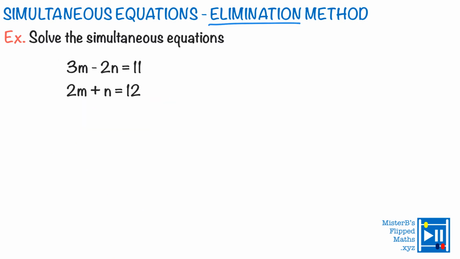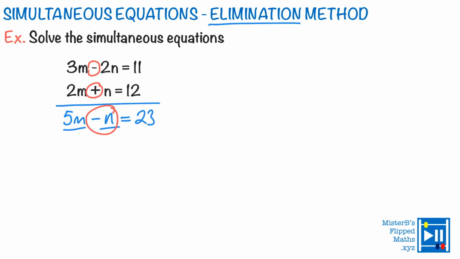Right, in this one, again, if I directly add the equations side by side, I'm going to end up with 3m plus 2m being 5m, minus 2n plus n being minus n, and 11 plus 12 equals 23. As you can see, I still have these two unknowns in the resulting equation. So it seems there is a problem. Well, the signs are different, so why didn't I get rid of n immediately?